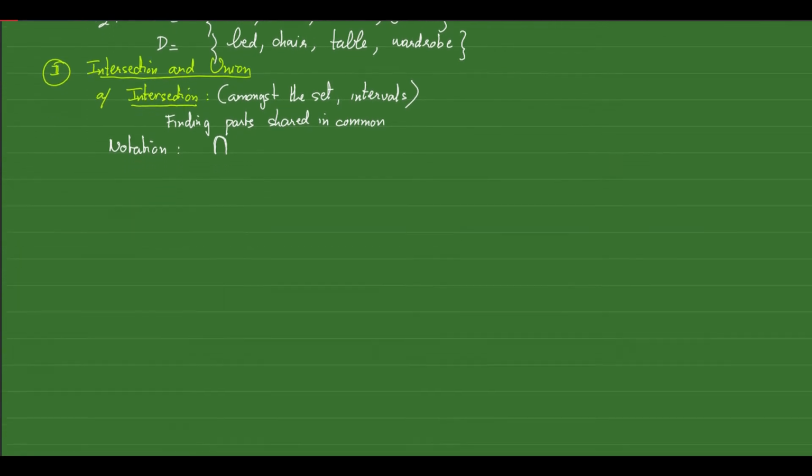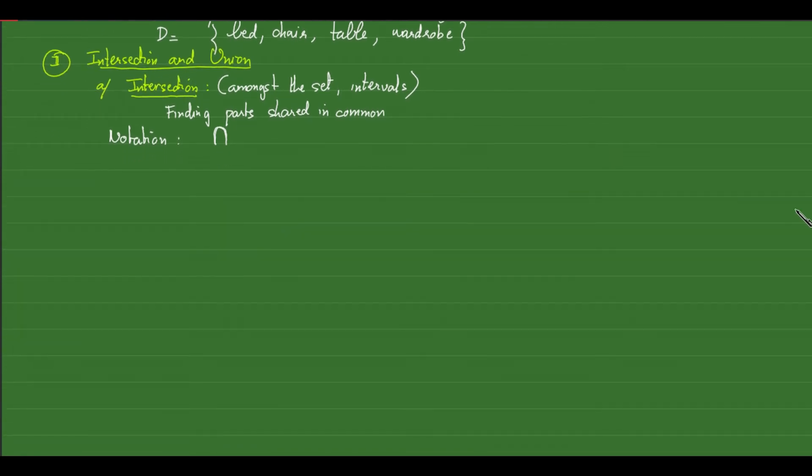Okay, you want to find the part that they share in common, like the part that both of the sets have, or the part that both intervals have. All the items or things, anything that's shared in common, they belong to the intersection set. Okay, if I go ahead and draw the picture, this picture we call the Venn diagram.